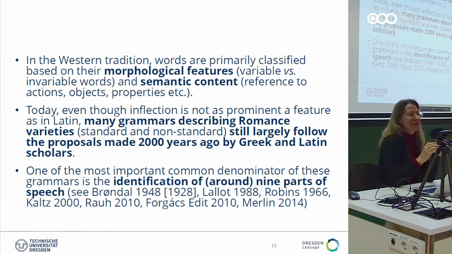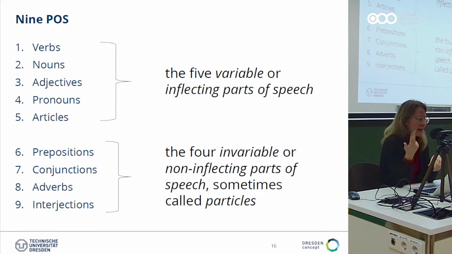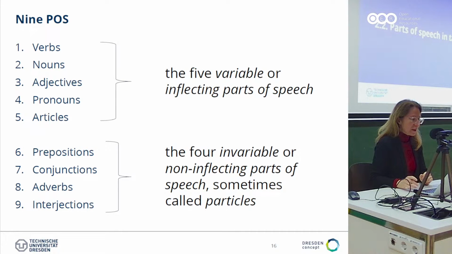Now I'm going to present to you the parts of speech that you probably all know. This is something that we learn at a very young age at school, 9 parts of speech. So 5 variable or inflecting parts of speech: verbs, nouns, adjectives, pronouns, articles, and the 4 invariable or non-inflecting parts of speech, sometimes also called, for instance in the German grammatical tradition, very important that we don't have in the Romance languages grammatical tradition, the class of particles, the Partikel. In the particles class, we have prepositions, conjunctions, adverbs, and interjections. So I guess you're all familiar with this list. That is probably something that we share.